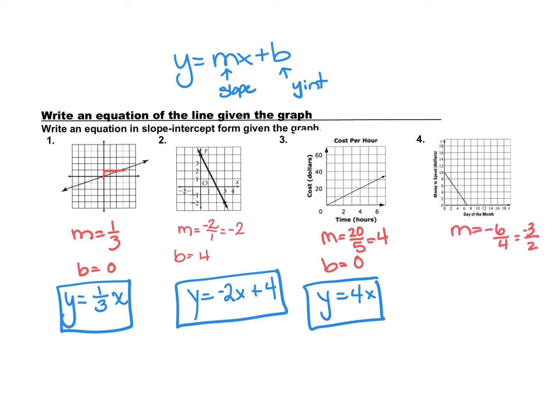So for our next one, we identified our slope as -6 over 4, and then we simplified to -3 over 2. So again, we're just going to plug it in to our y = mx + b. So y = -3/2 x + 10. And again, if your y-intercept is negative, then you'd be putting a minus. All right.